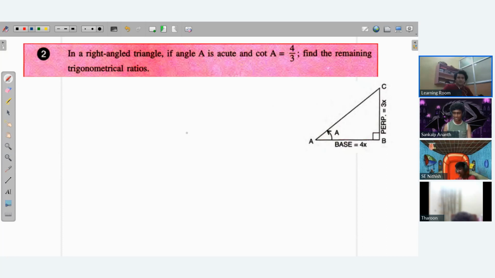It is nothing but the swelling of a triangle. But what is called tan? Three, four, and five are Pythagorean triplets, sir. Yes, that's true. Find the remaining trigonometrical ratios means only sine, cos, and tan or others also, sir? That's all six.